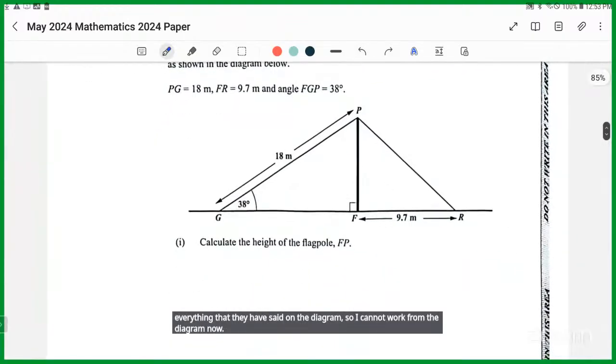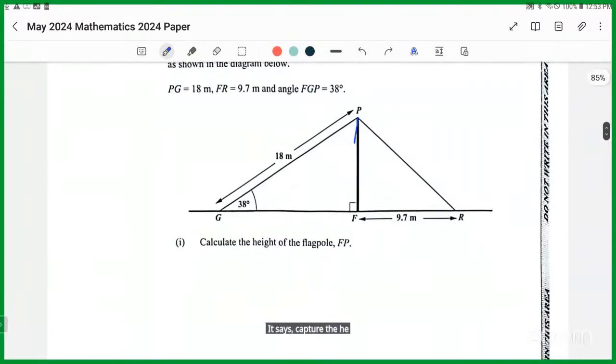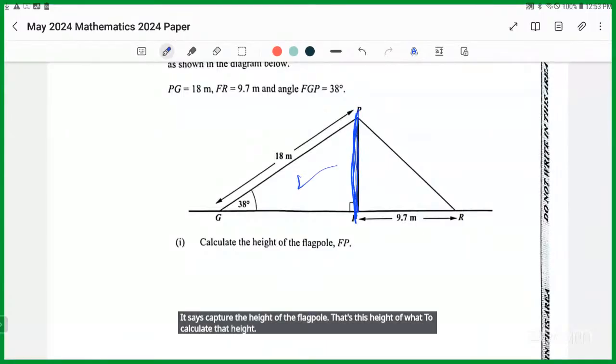It says calculate the height of the flagpole. That's this height I want. To calculate that height, we're going to work in this triangle, which is the triangle that we have the most information.